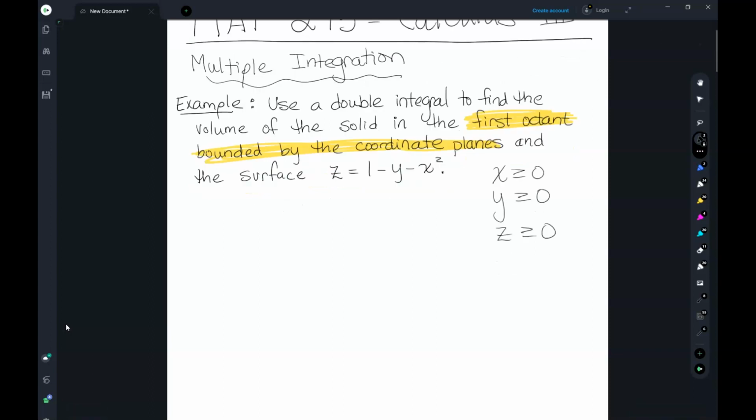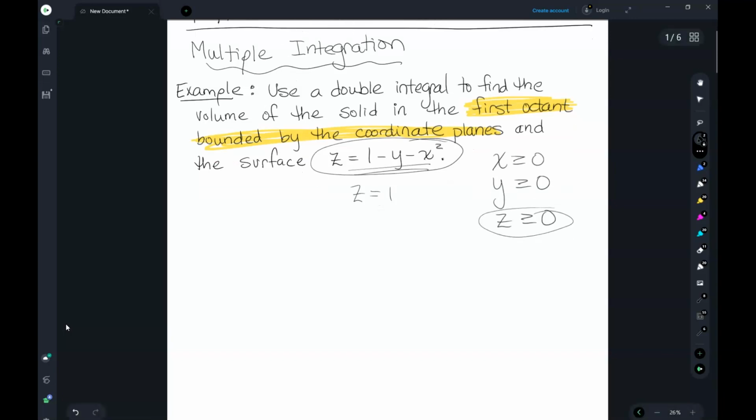It might seem kind of difficult to do this without knowing what that graph looks like, but I do know that when x and y are 0, z is equal to 1, which is above the z equals 0 axis. So I know that this is my top bound, and then z equals 0 will be my bottom bound.